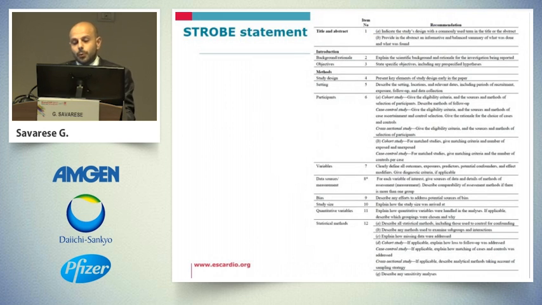So when we were talking about observational studies, as for randomized clinical trials, when we want to write a paper on observational studies, we have a flowchart that we can follow in order to be sure to write an appropriate paper, and this is called the STROBE statement, actually.